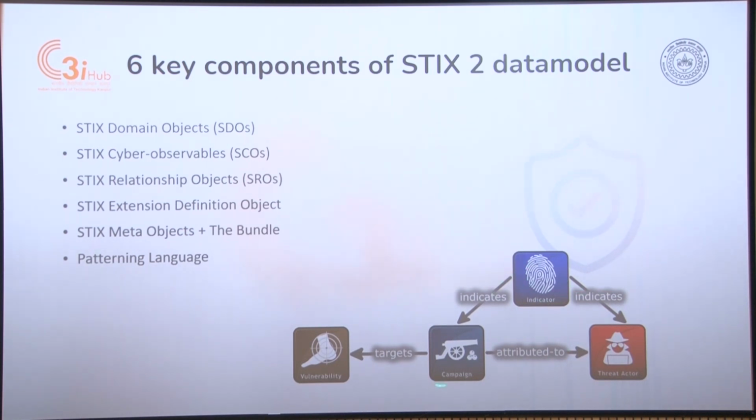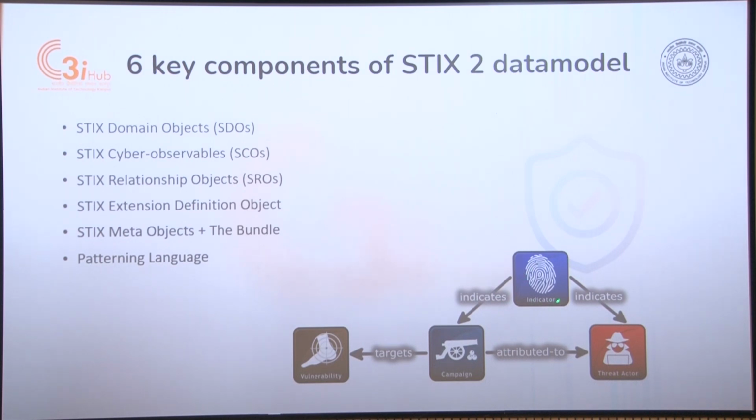So, we have an indicator which indicates something. It may indicate the presence of a threat actor, or the presence of an attack campaign, and this campaign may be attributed to a threat actor, for example APT28. Then you can also say what vulnerabilities it is targeting, right.